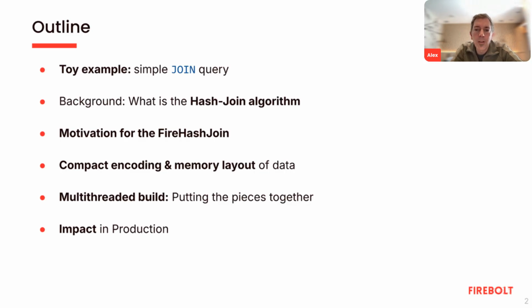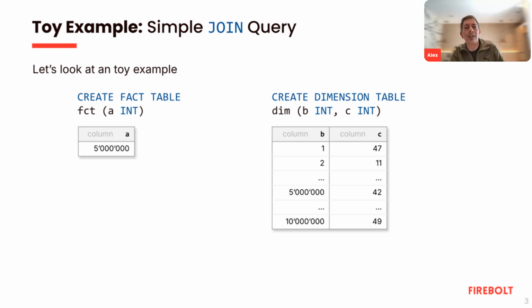Let me start with a quick outline of the presentation. I'll begin with a toy example, a simple join query. With that, we'll explain some background of the standard HashJoin algorithm. I'll then go into the motivation of why we actually built the FireHashJoin in the first place and tell you a bit about the concepts that we looked into. And finally, I'll close with some stats of the impact in prod of this new implementation on query performance and memory usage. All right, let's dive in.